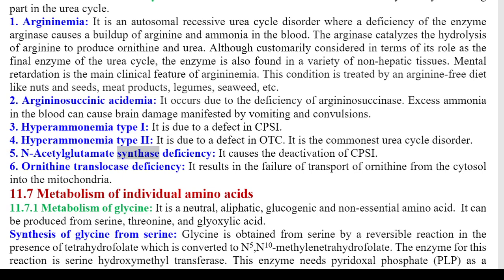5. N-acetyl glutamate synthase deficiency. It causes the deactivation of CPSI. 6. Ornithine translocase deficiency. It results in the failure of transport of ornithine from the cytosol into the mitochondria.